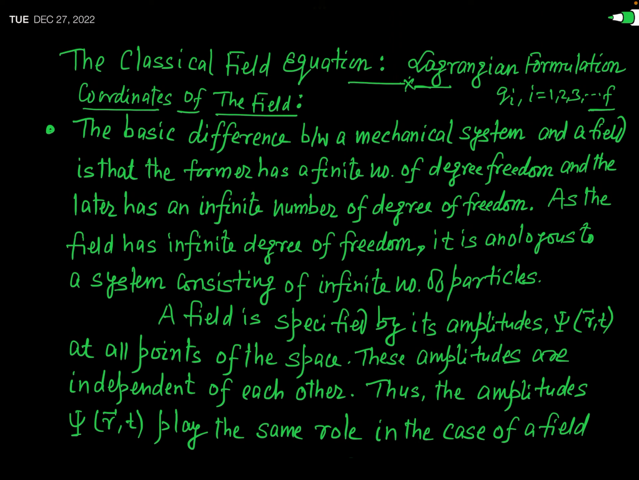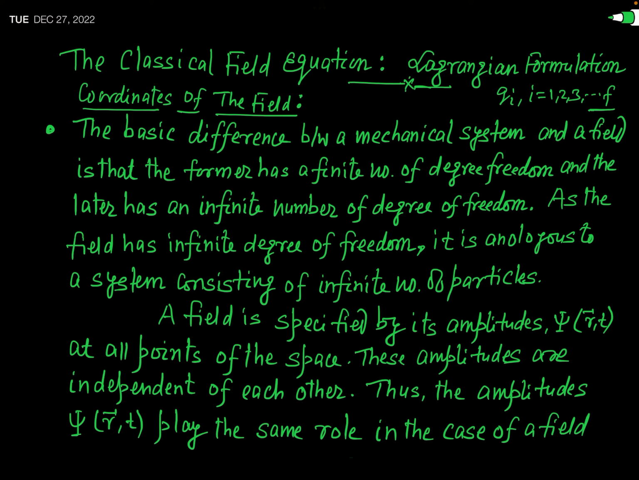Okay. When you say that the degree of freedom is infinite, it means the number of particles contained in this system is infinite. In other words, as the field has infinite degrees of freedom, it is just analogous to a system consisting of an infinite number of particles.